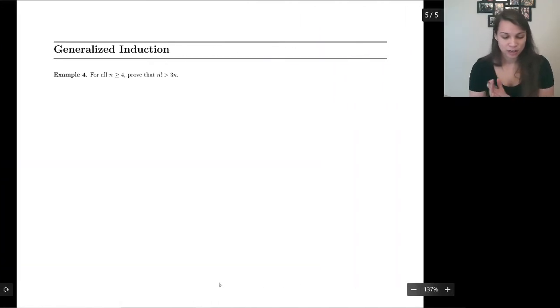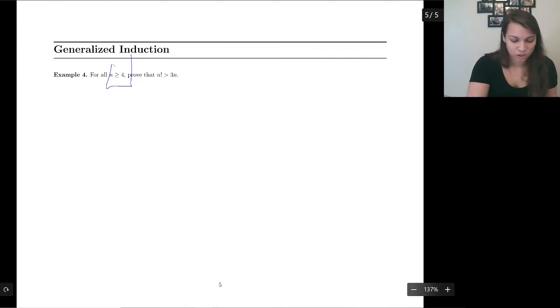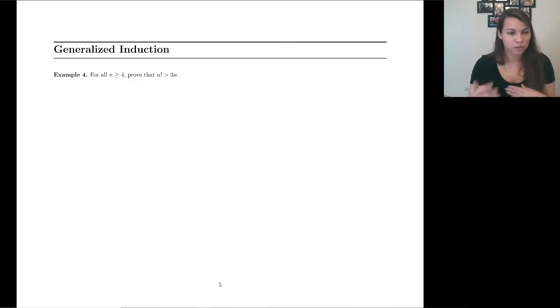Let's do a generalized induction. Really, all that means is we're starting somewhere that isn't n equals 1 or n equals 0. All the same steps that we're going to try and do. We're going to do our base case. We're going to do our assumption, where we assume it holds for n, and then we're going to move on and try and prove it for n plus 1. So all that stuff is going to stay the same.